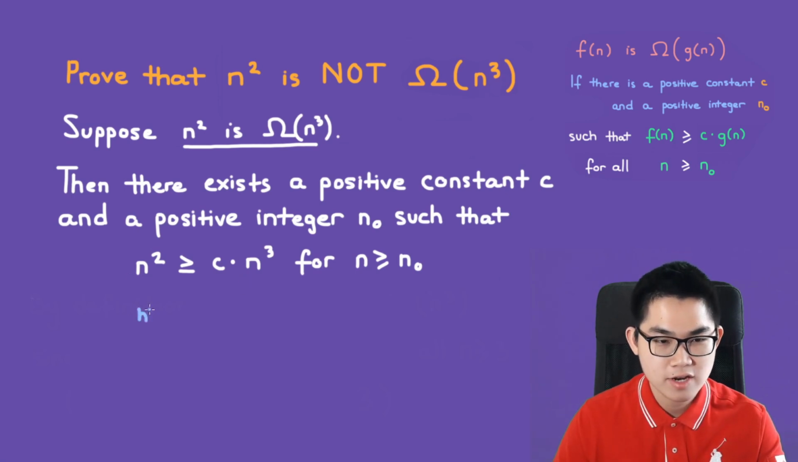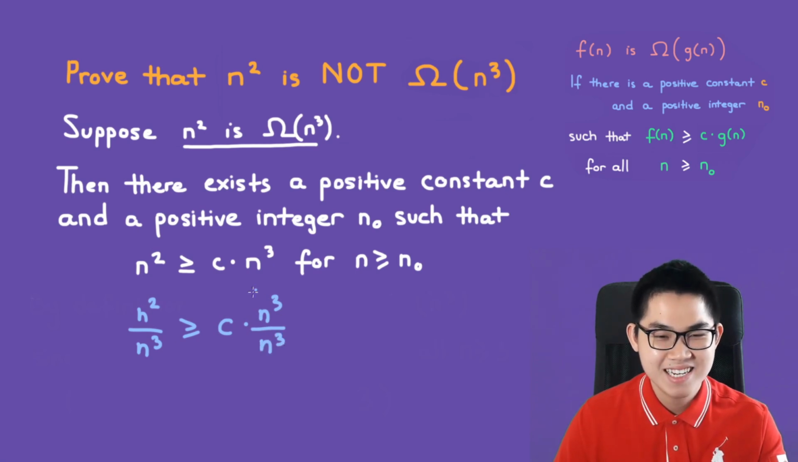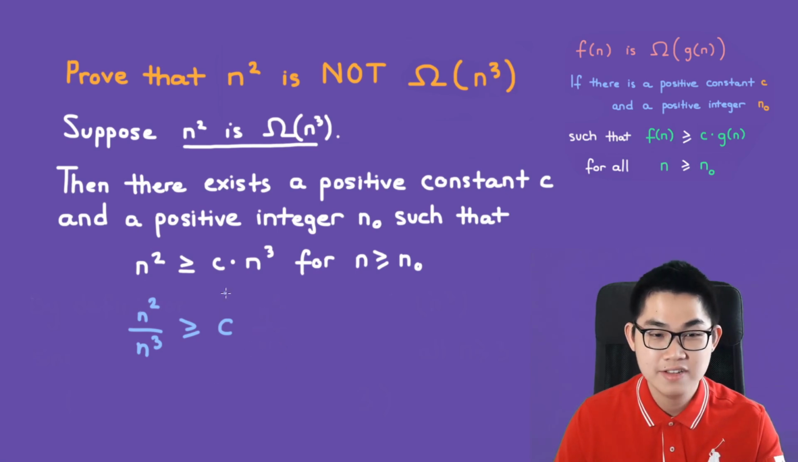So we have n to the power of 2 divided by n to the power of 3, and that's greater than or equal to c times n to the power of 3 divided by n to the power of 3. But this is the same as multiplying by 1, so we can remove this here. Now, one thing to note is when we divide both sides by n to the power of 3, the sign stays the same. We don't flip the sign because n is positive, right?